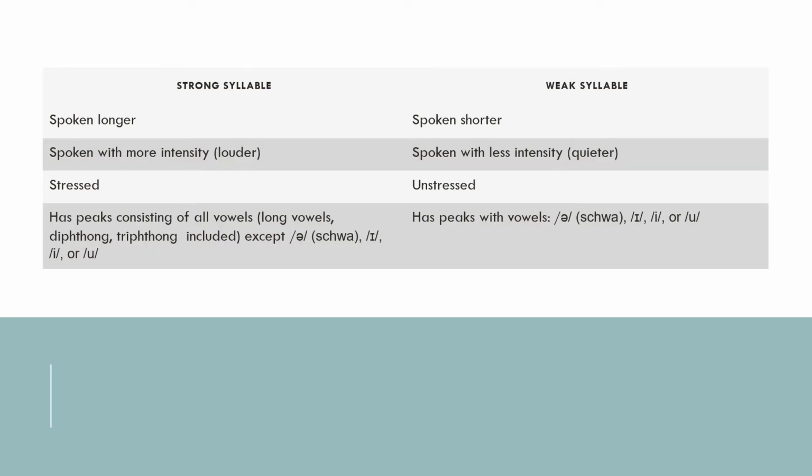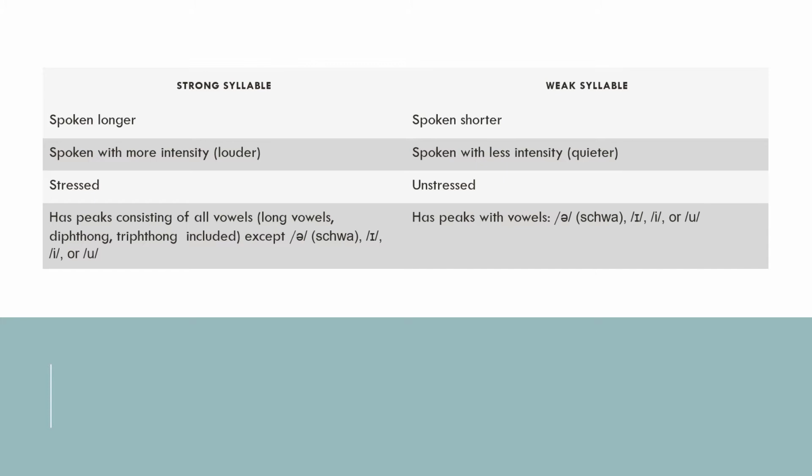Now let's look into the table. A strong syllable is always spoken longer, while a weak syllable is always spoken shorter. A strong syllable is spoken with more intensity or louder, while a weak syllable is spoken with less intensity or quieter. One of the easiest ways to determine whether a syllable is strong or not is by looking into the stress. The stressed syllable always belongs to a strong syllable, and the unstressed syllable is usually the weak syllable.